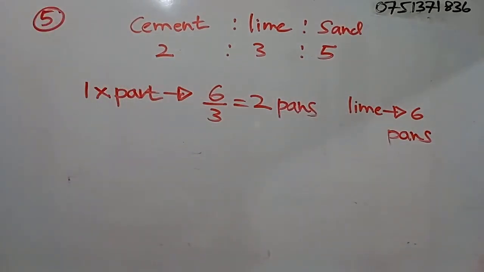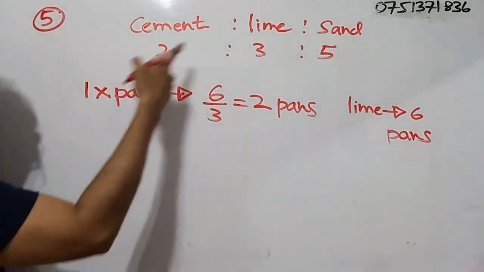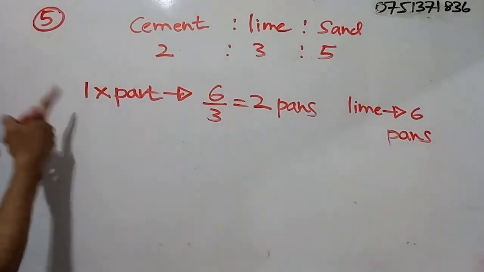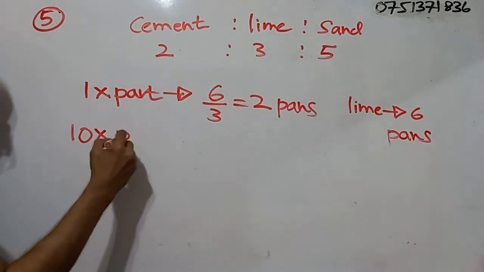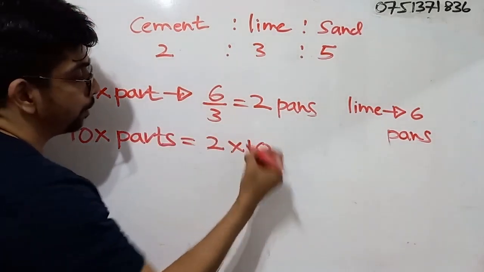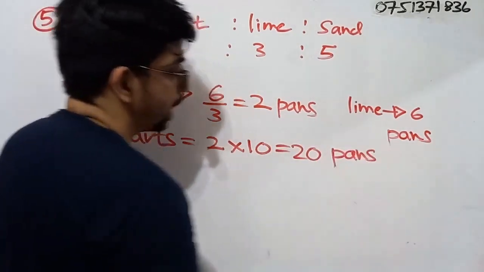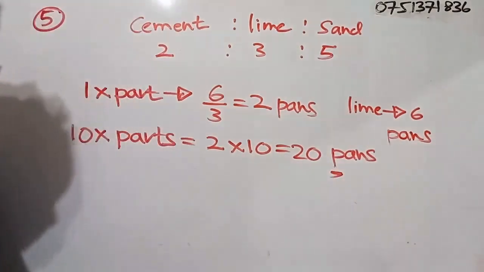How many total parts are there? 2 plus 3 plus 5, which is 10. If one part is 2 pans, what is 10 parts? What do we have to do? 2, we have to multiply that by 10. What do we get? 20, but these are pans. So that is the answer.